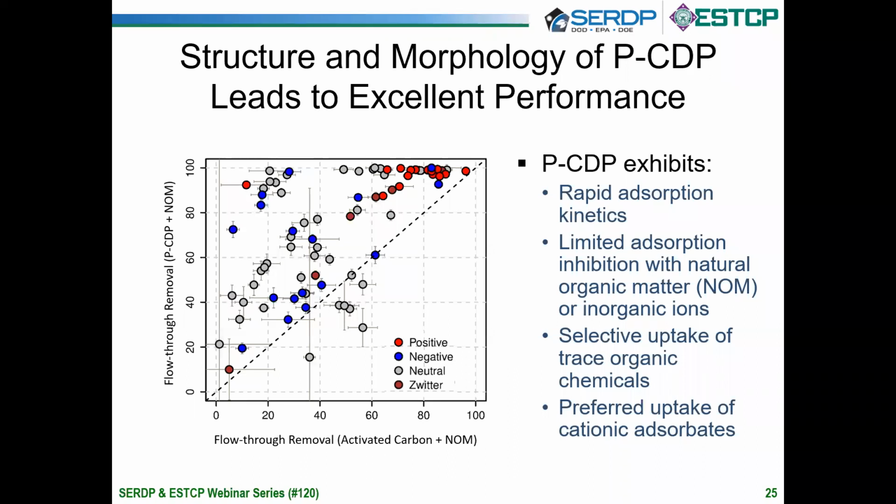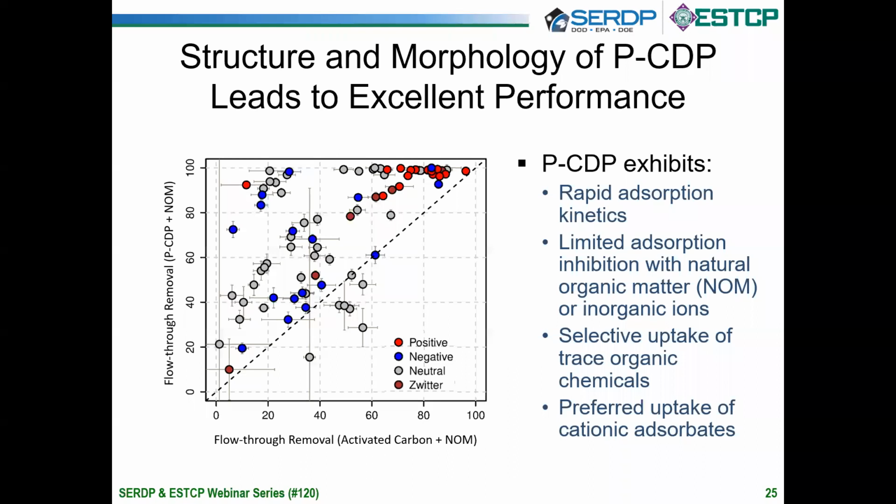And there are several more specific points that I want to make here about P-CDP. First, P-CDP exhibits rapid adsorption kinetics. In these and many other experiments, we have observed that adsorption equilibrium is often attained within minutes, whereas conventional adsorbents often require hours or even days to reach equilibrium. Second, adsorption of target contaminants on P-CDP is not inhibited by natural organic matter. This is primarily because large natural organic matter molecules cannot access the interior cavity of the cyclodextrins.